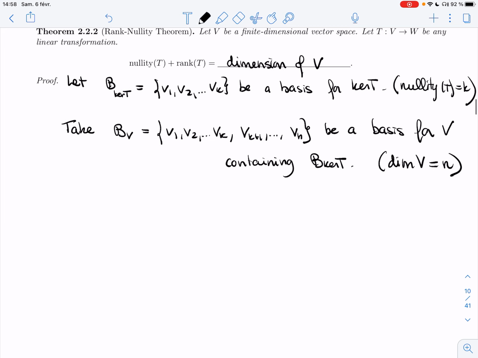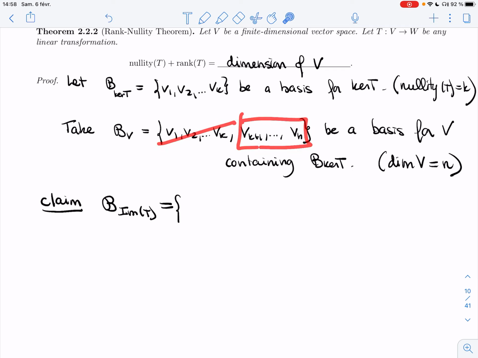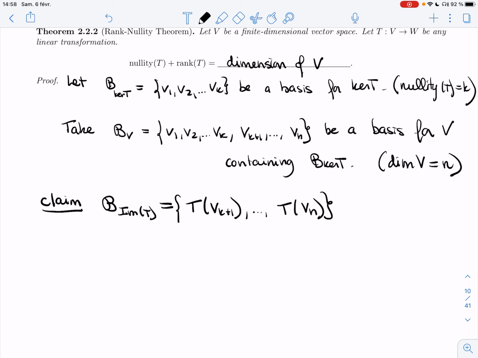All right, so I claim that I can build a basis for the image, and that's going to be linked to the rank. I'm going to get a basis for the image of T by ignoring these and keeping those and applying T to them. So I'm going to apply T to v(k+1), ..., I'm going to apply T to vn. And I claim that this is a basis for the image.